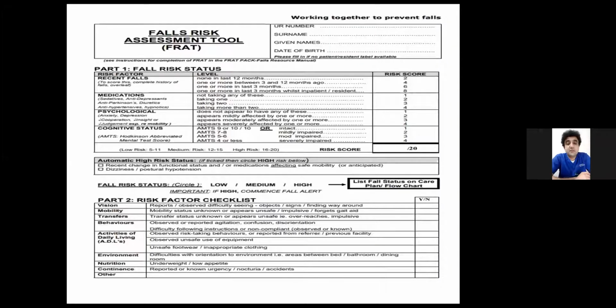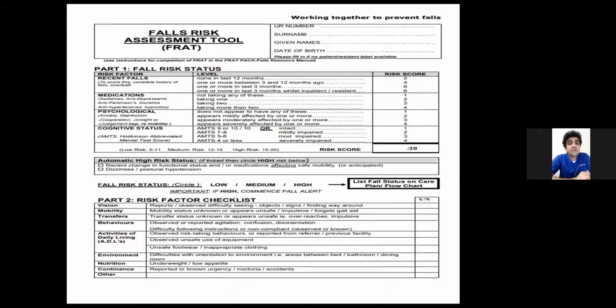There's something called the AMTS, abbreviated mental test score. We do this on a scale of 10. Whenever the score is 8 or less, that is an indication of dementia. And any cognitive dysfunction becomes a risk factor for falls. So when we look at an elderly patient, it's not just the recent fall, but also the medicines, psychological assessment, and cognitive assessment.